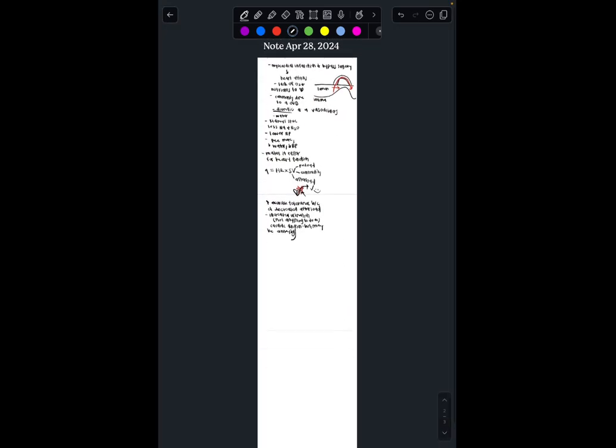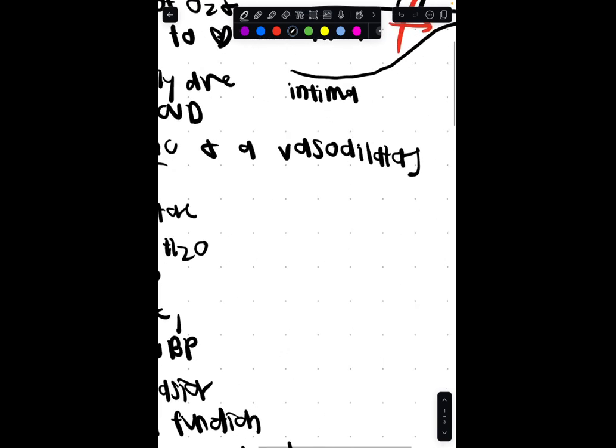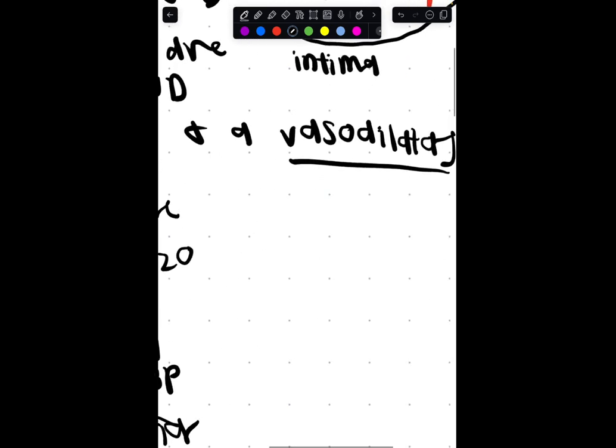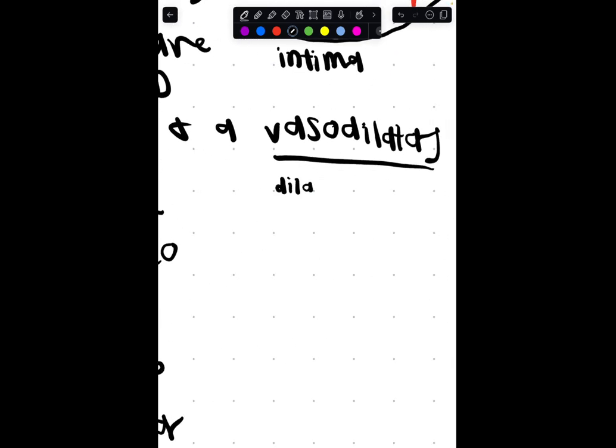Okay, so the second drug we want to talk about then is our vasodilator. This drug is what it suggests. It dilates your blood vessels. Why were we prescribed this?